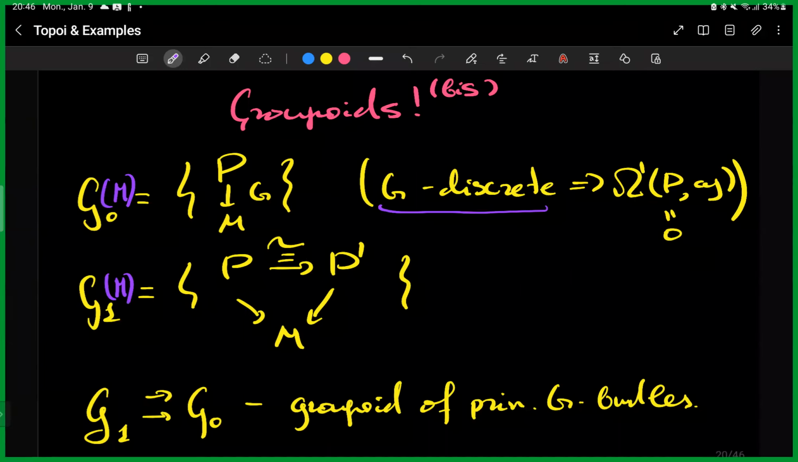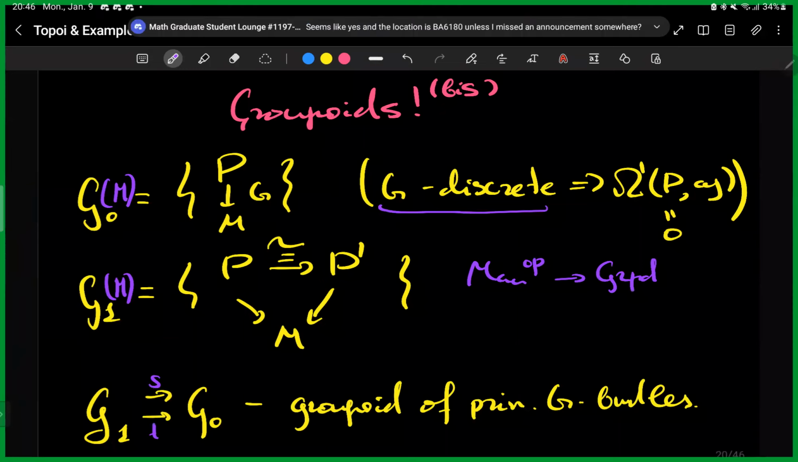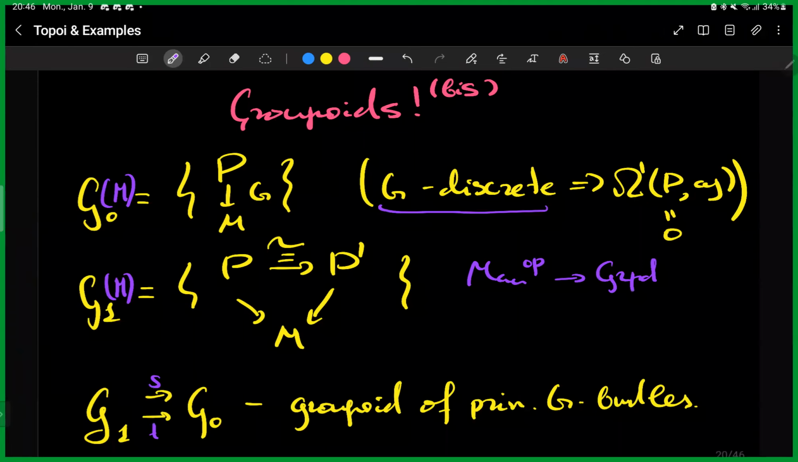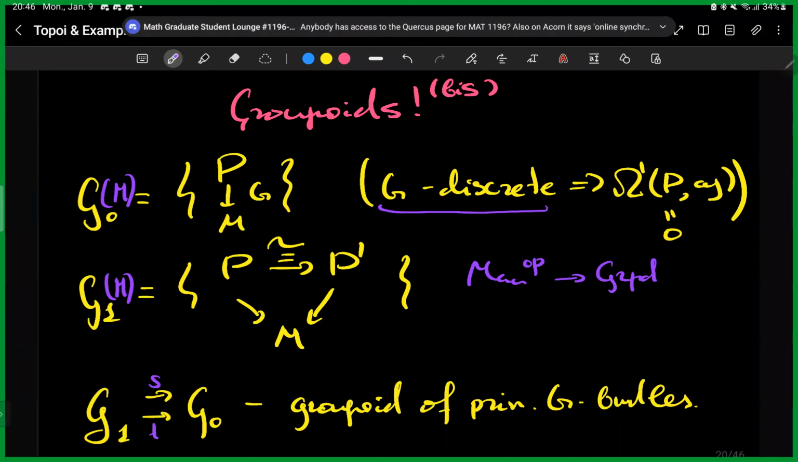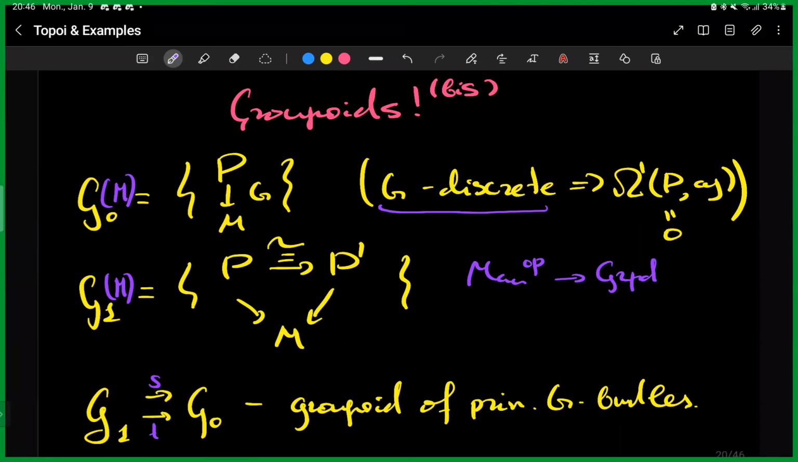Then we obtain a functor, a presheaf from manifolds to groupoids, and well, this G1, G0 forms a groupoid. So we have the source and the target, and they give us the structure maps of the groupoid. Okay, so this is a groupoid of principal G bundles for a discrete group.